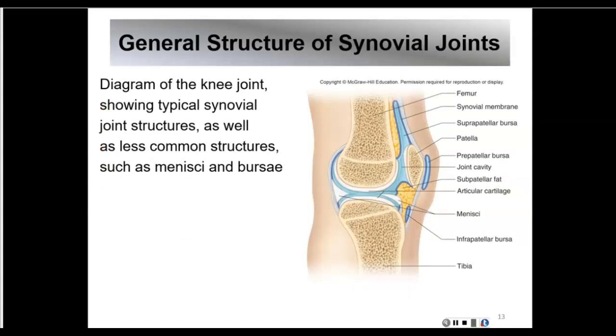Here's a diagram of the knee to the side, and it shows a typical synovial joint as well as less common structures like your bursa and your menisci. The knee is the most complicated joint in the body. You will not be expected to know the parts of it. This is just showing you an example of a synovial joint.